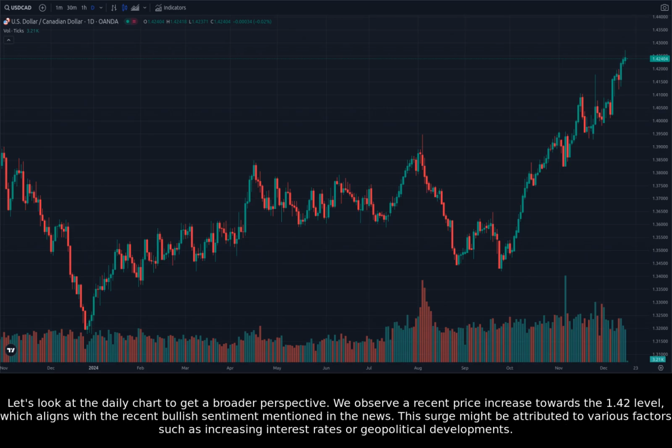Let's look at the daily chart to get a broader perspective. We observe a recent price increase towards the 1.42 level, which aligns with the recent bullish sentiment mentioned in the news. This surge might be attributed to various factors such as increasing interest rates or geopolitical developments.